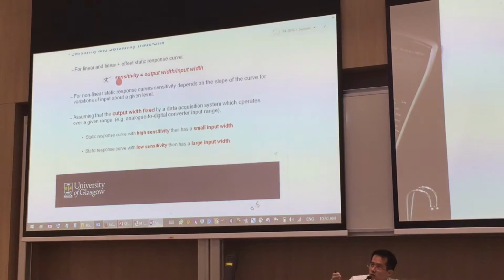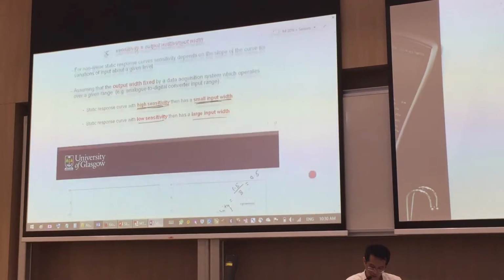Right. I do not need to put in a lot of input before I can see appreciable output. So if you have an instrument that behaves this way, with a little bit of input width corresponding to a lot of output width, that means this instrument can be used to measure quite sensitively. So that's the definition for high sensitivity, when you have small input width. For low sensitivity, you will have larger input width.